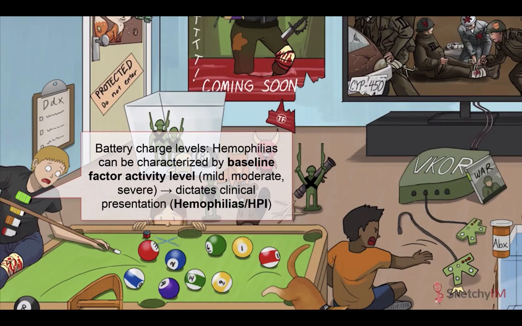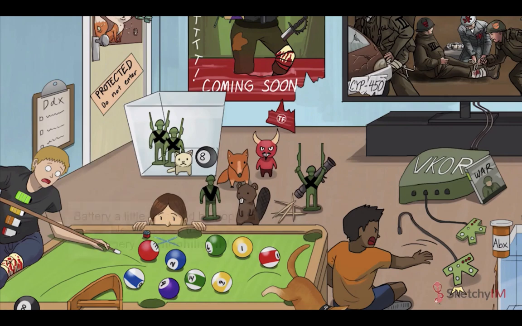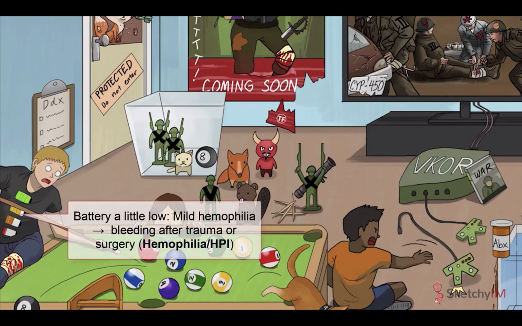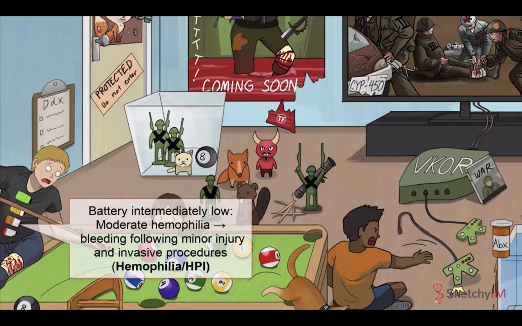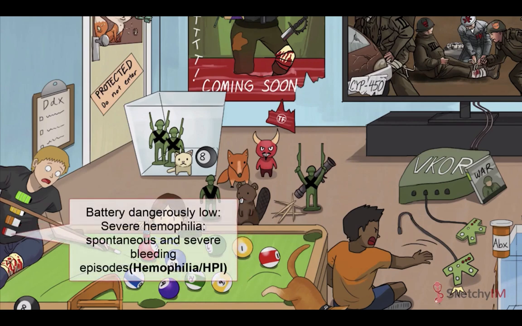Hemophilias can be characterized into mild, moderate, or severe based on the baseline factor activity that's present. Patients with severe disease will have less than 1% factor activity. Individuals with mild hemophilia generally only present in response to trauma or surgery, and these patients may present at an older age. Those with moderate hemophilia have a more severe reduction of factor activity and often bleed following minor injury and invasive procedures. Patients with severe hemophilia are at risk for spontaneous, severe bleeding episodes and earlier age of first presentation.